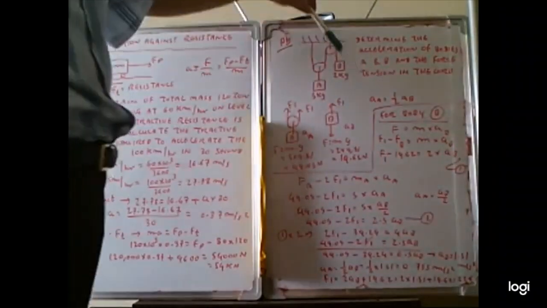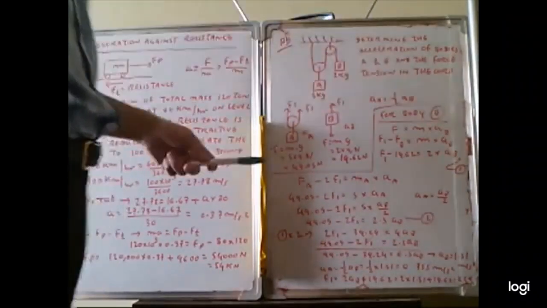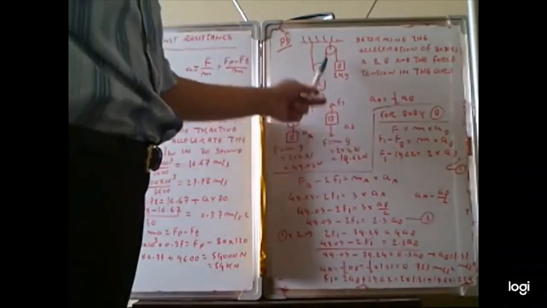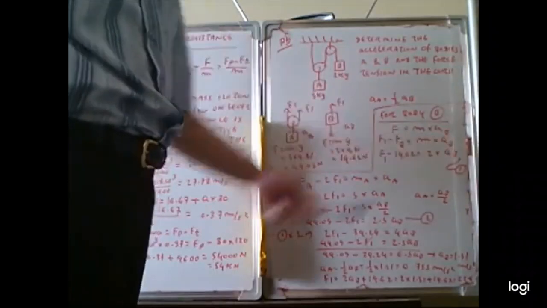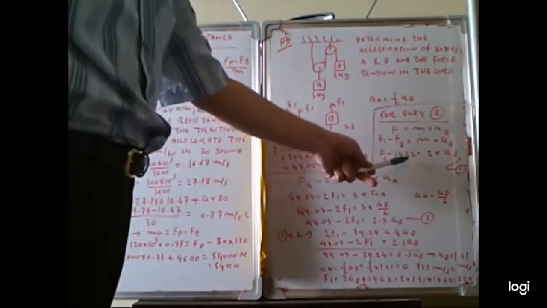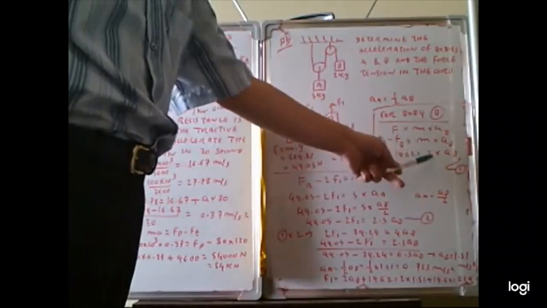So first we calculate for this body B. Force equals mass multiplied by acceleration. So for B, this is F1 minus FB is equal to M multiplied by AB. So F1 minus FB is 91.62 minus 2 AB. So this is equation 1.